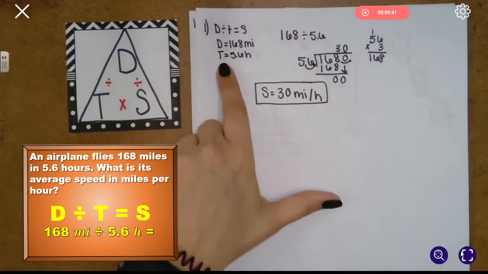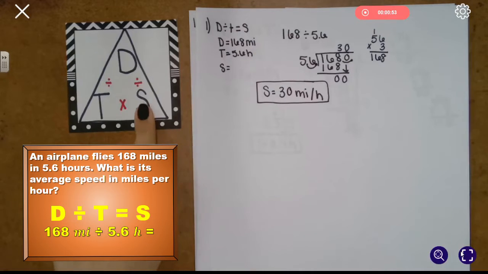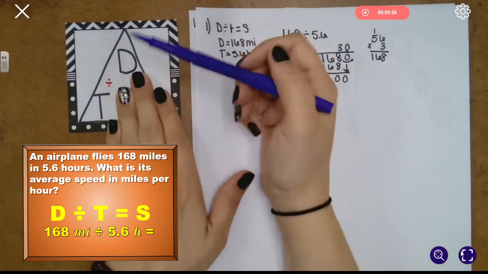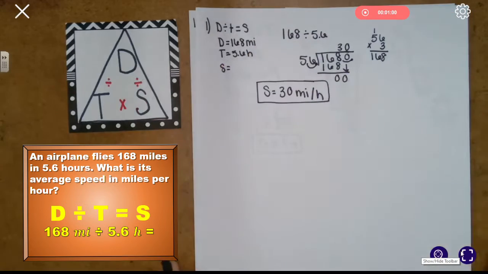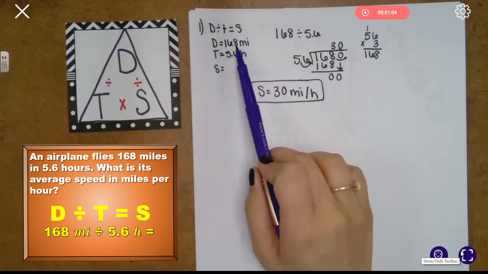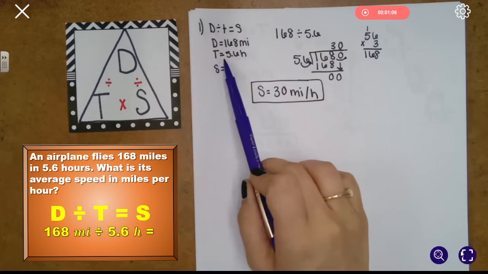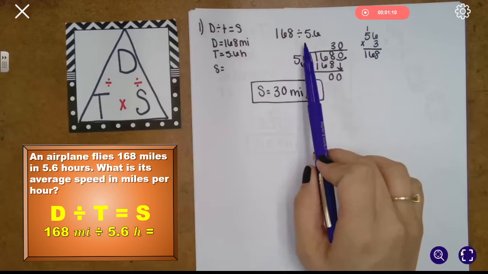So in the first problem, it says an airplane flies 168 miles in 5.6 hours. What is the average speed in miles per hour? So we're looking for speed. I don't have speed, so I have my distance, I have my time, and I have to divide the two. All right, so we have distance divided by time equals speed. Our distance is 168 miles. Our time is 5.6 hours. It would be 168 divided by 5.6.